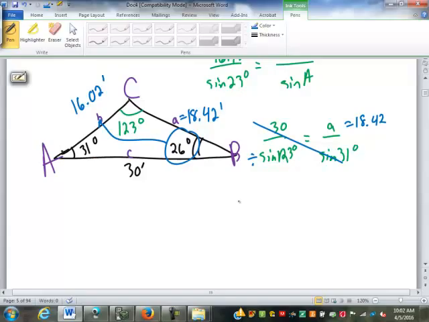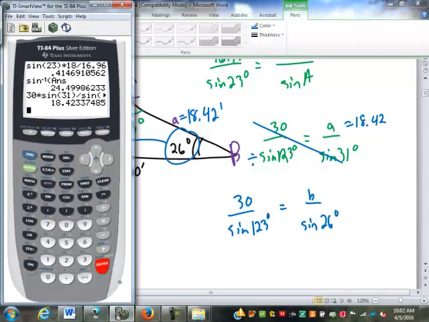Well, let's give this a shot. So we've still got 30 over the sine of 123. That's going to equal B over the sine of 26. Oops, that's wrong. 30 times sine of 26 divided by sine of 123 is 15.68.